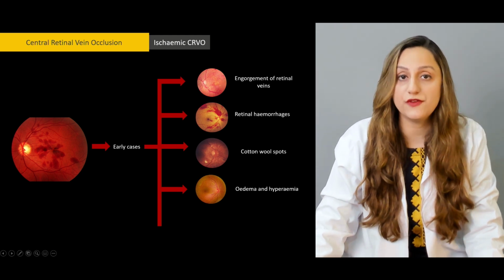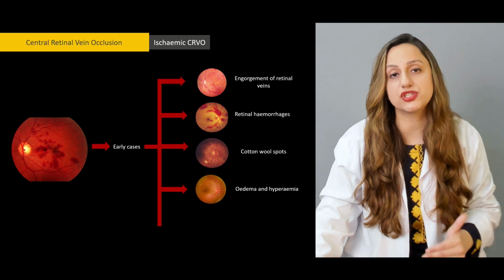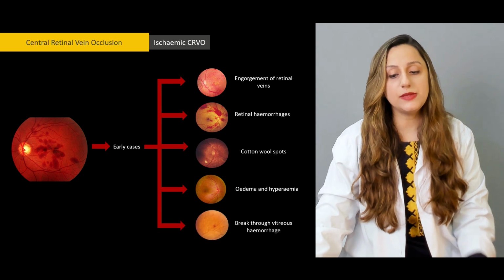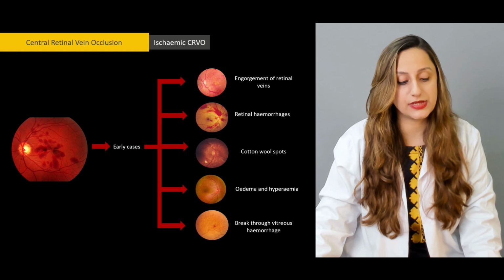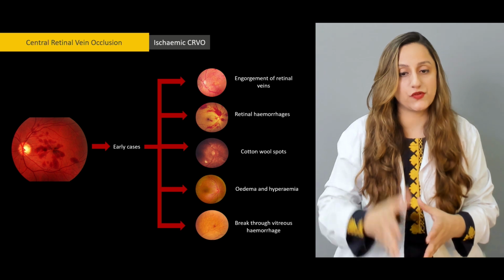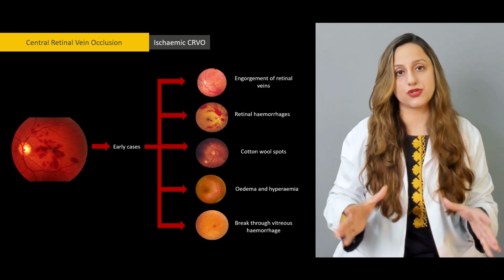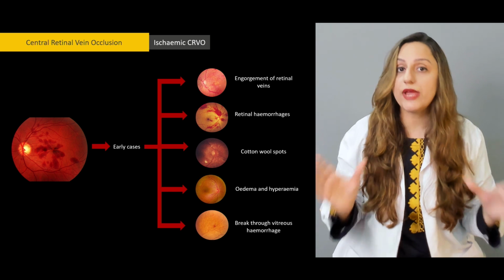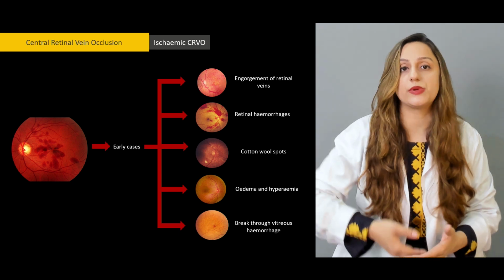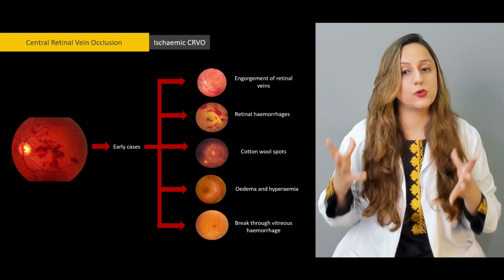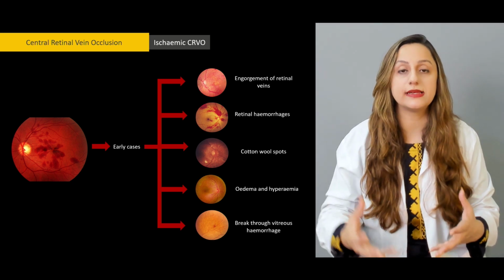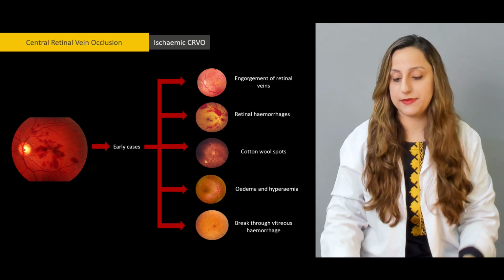That is one of the key clinical features in the ischemic variety of the CRVO. Then we have the breakthrough vitreous hemorrhages, which are again one of the main clinical features over here. So these are the range of disorders that are going to manifest and be suggestive of the ischemic variety of the central retinal vein occlusion, and that is going to help you make a final diagnosis that the patient is suffering from the ischemic CRVO.